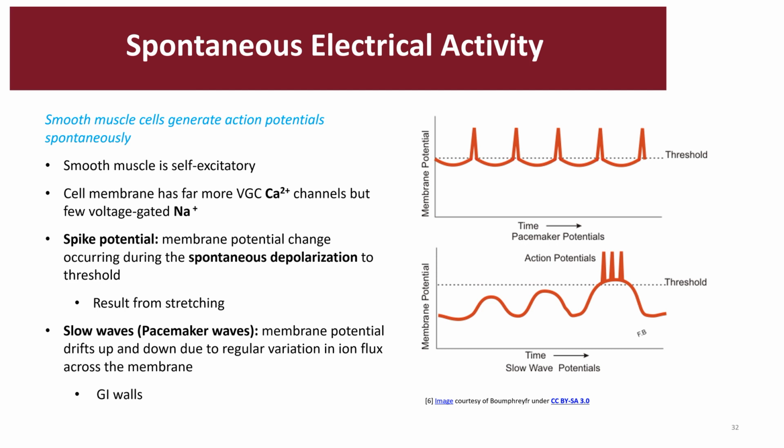As a result, of sequential signals, we have slow waves, also known as pacemaker waves. These are drifts up and down due to regular variations of ion fluxing across the membrane. The specific details of why this is occurring, we do not know, but most of the evidence suggests that there's natural movement of ions when you stretch, and as a result, you can generate this slow wave potential.